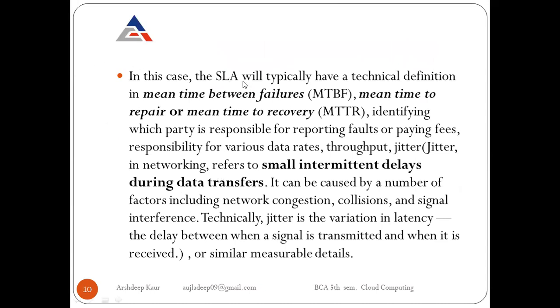In this case, the SLA will typically have a technical definition. Write down the heading MTBF. MTBF: M stands for mean, T stands for time, B stands for between, F stands for failures. MTBF is a well-known term in operating systems. MTBF, mean time between failures.